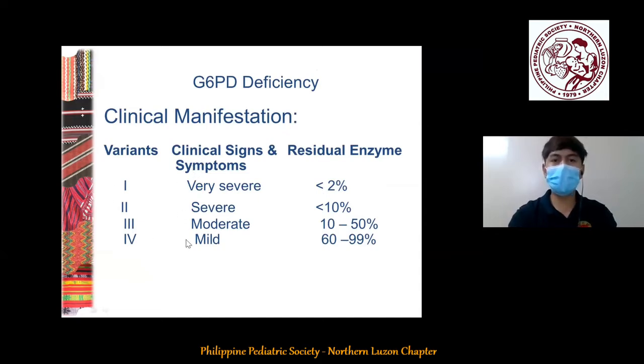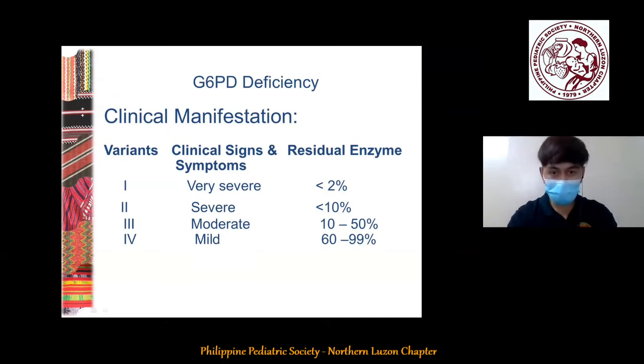There are 4 variants of G6PD deficiency. And I want you to get a piece of paper and a ball pen kung gusto po ninyo, or sige, titignan nyo na lang. We have mild G6PD deficiency, moderate, severe, and very severe. Paano natin na-determine to? Because of the residual enzyme na tinatawag. So may less than 2%, less than 10%, 10 to 50, and 60 to 99%. Okay.